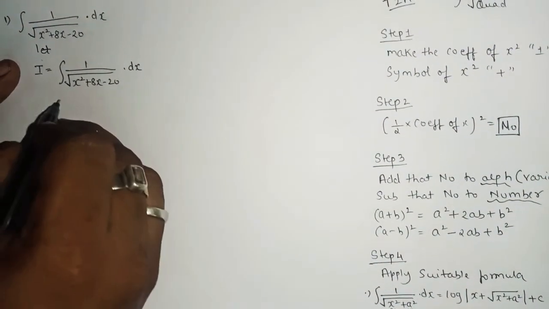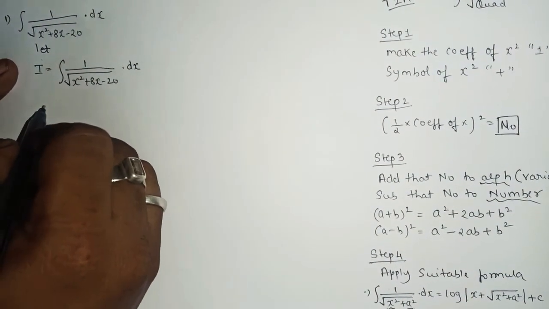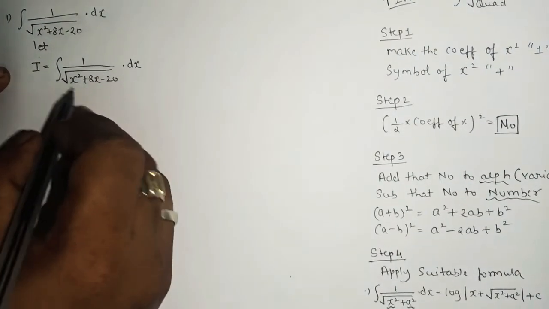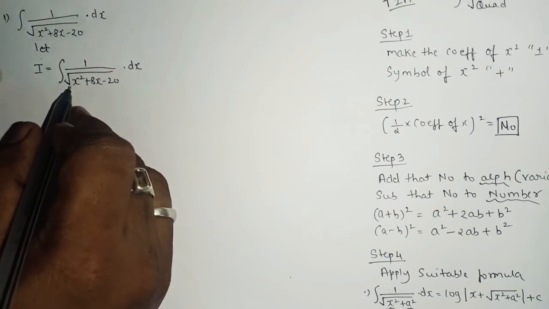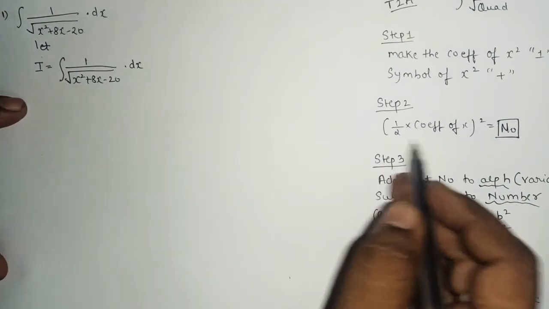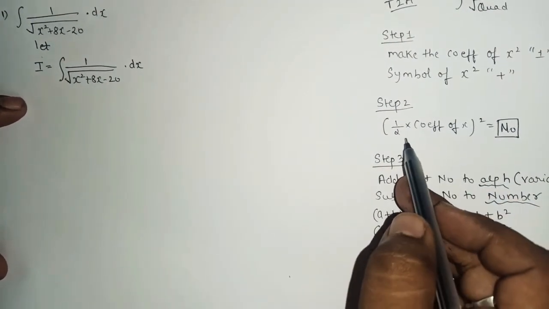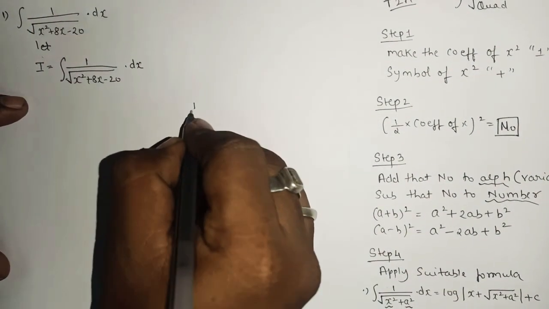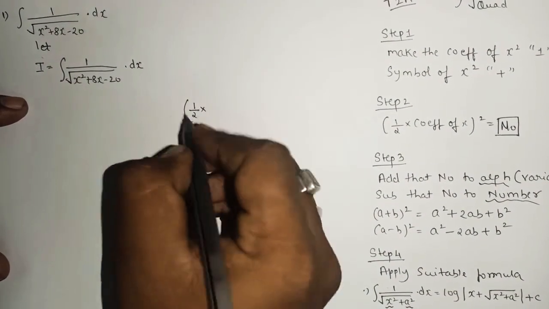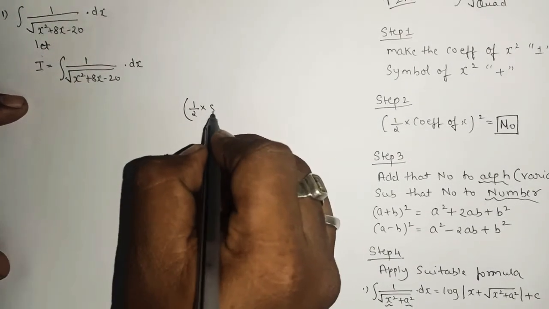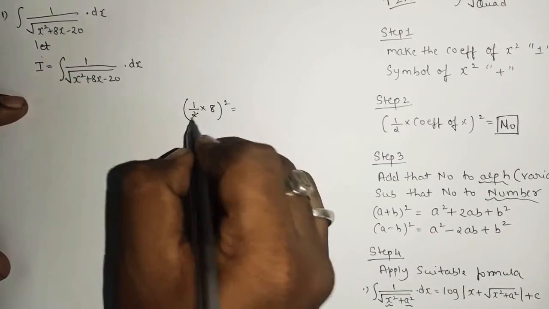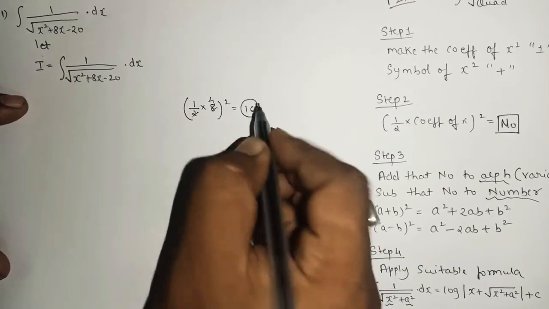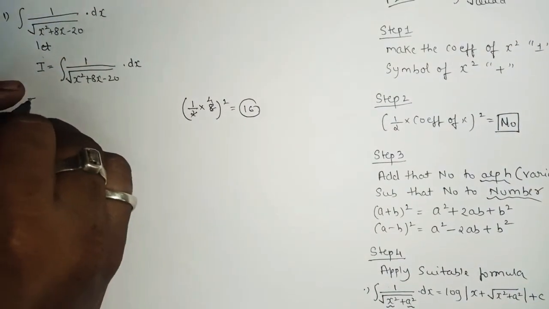After this, make the coefficient of x square 1 and the symbol of x square should be positive. Already it is 1 and the symbol is positive. We'll move on to the second step. Second step is what? We have to apply the third term formula. So the third term formula is what? Half into coefficient of x. Here the coefficient of x is plus 8. So half of 8 is 4, 4 square is 16. So here we got that number. Yes or no?